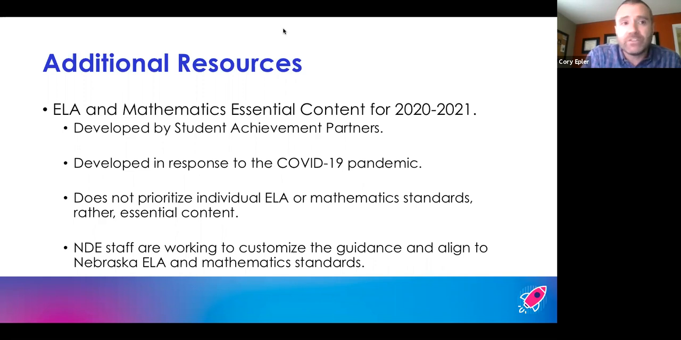So the link is in the chat box. It's the pre-publication version. It is public. It's just not on their web. But I wanted to make sure that you all had it, and also know that if you're listed as a curriculum contact for your district, it was sent to you via email, and more information will be coming.